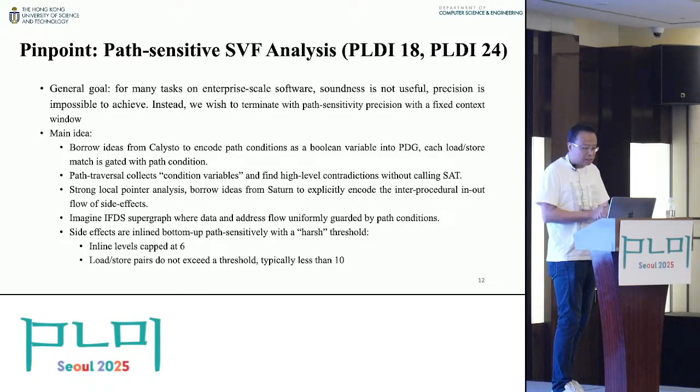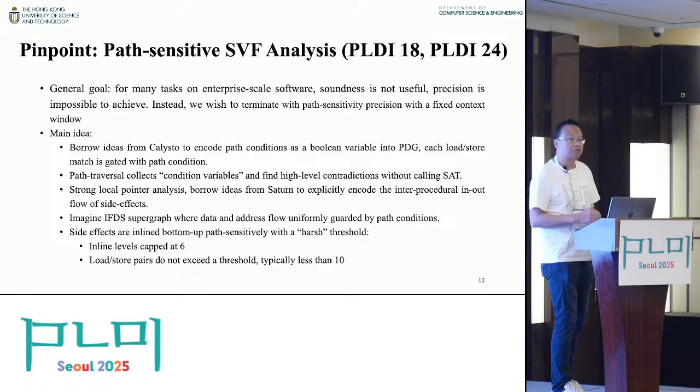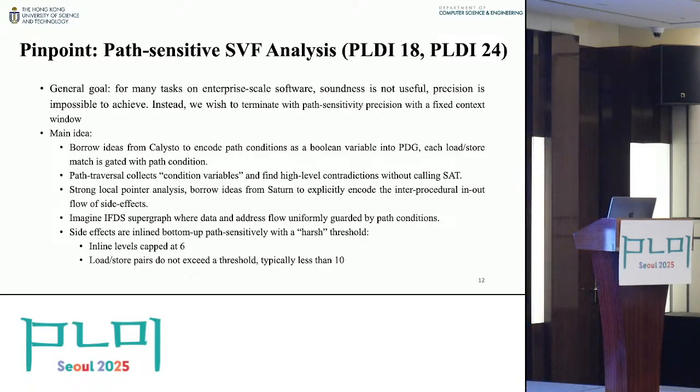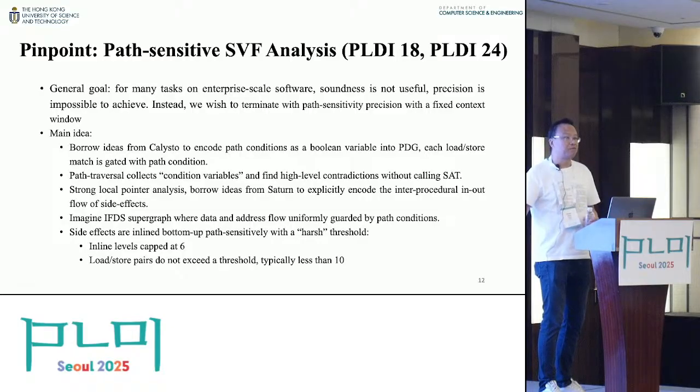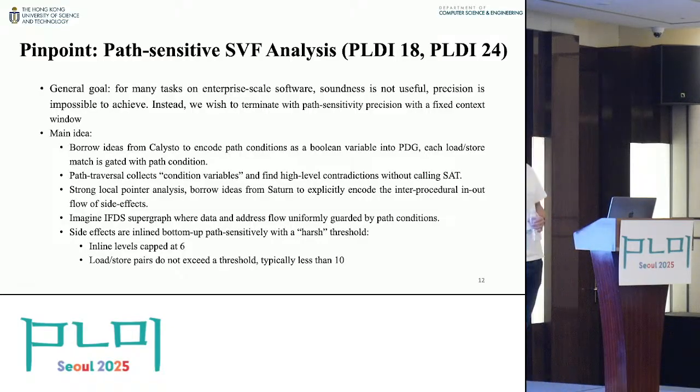The core idea is not really new. We actually borrowed a lot of good ideas from existing work. Our focus is to address path sensitivity, so we borrow from the famous work Callisto, where we encode the path condition as a Boolean variable directly inside the PDG. Later on I'll have some examples. Using path conditions as variables allows us to pre-filter a lot of obvious contradictions without really calling SAT. SAT is another monster.